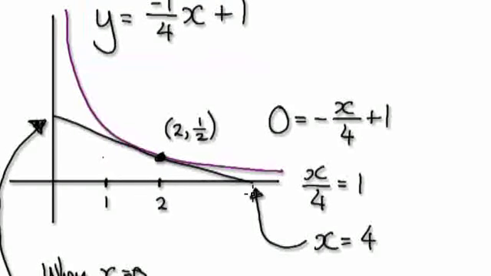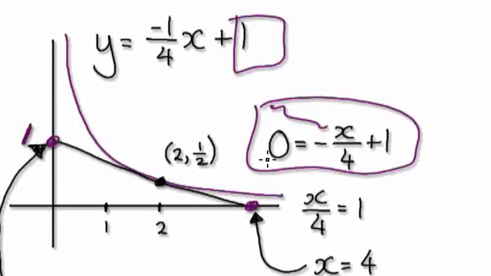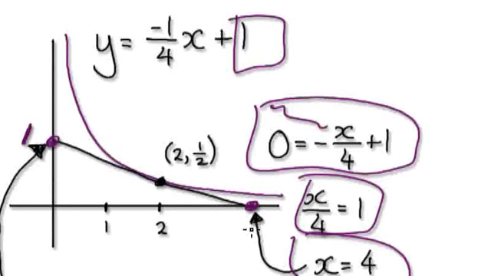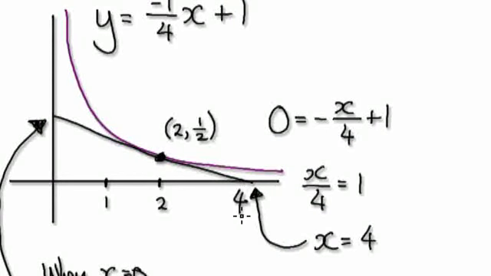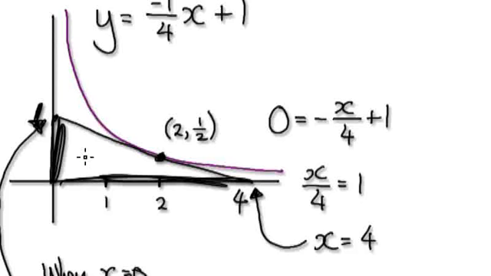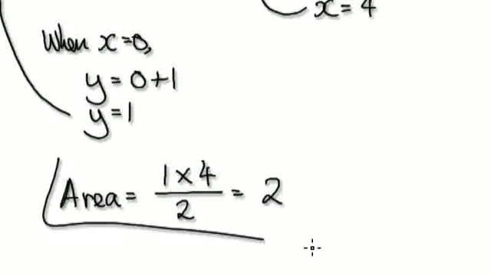Once you have your equation, you can work out this point here. This by the way is our intercept. So this here is 1, and then follow through from when y equals 0, x equals 4. So this point here is 4. This point here is 1. So now if you want to know the area, it would be 1 times 4 and then divided by 2, which is 2. So the area here is also 2.